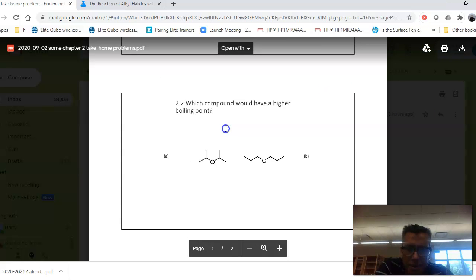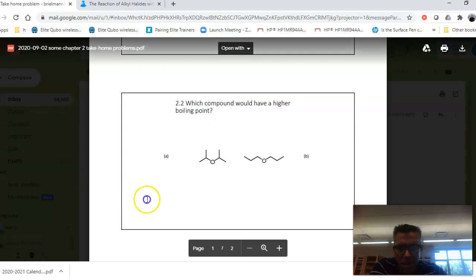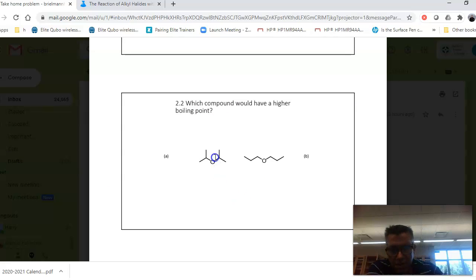Whoop-de-doo. Okay, 2.2, which compound would have a higher boiling point? You always analyze the intermolecular forces between two identical molecules. That's what boiling is when these things, which are, there'd be more than one of these, right? This is diisopropyl ether. And this would be, imagine a cup full of this stuff, tons of molecules.